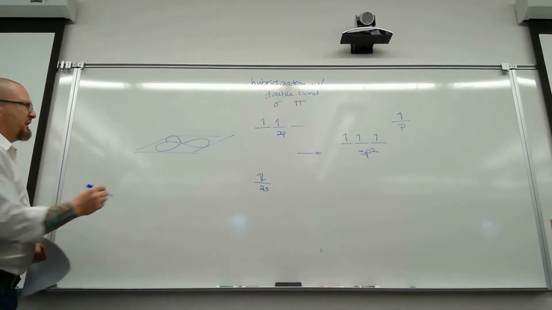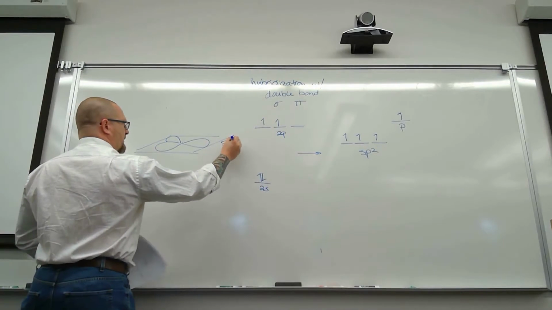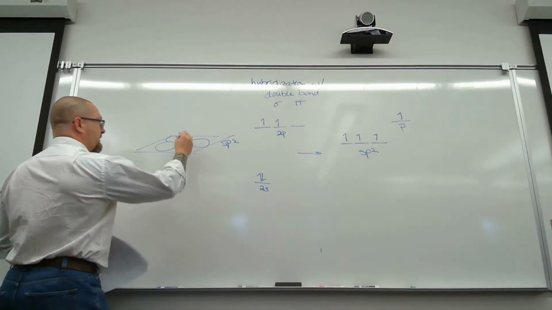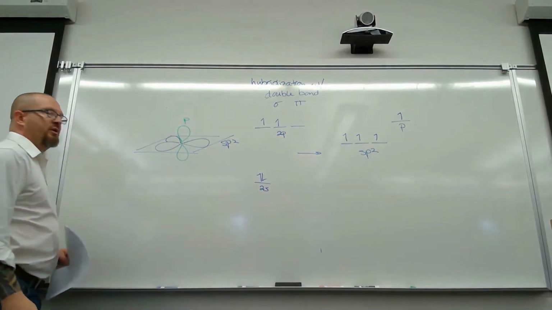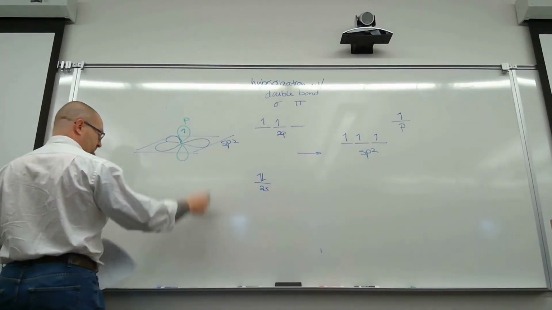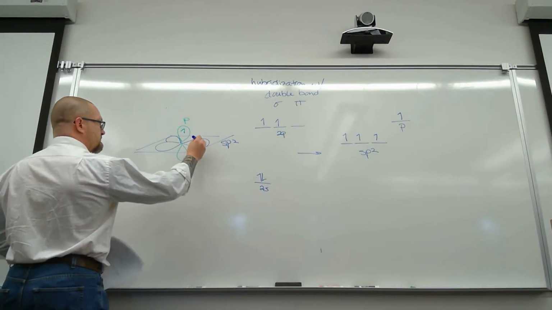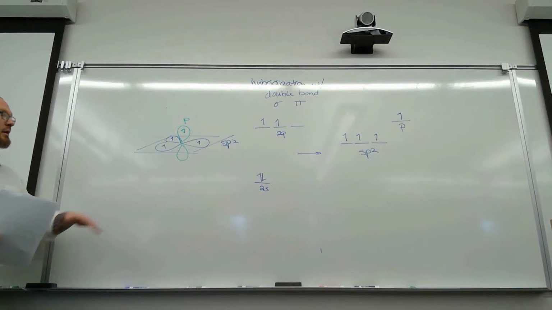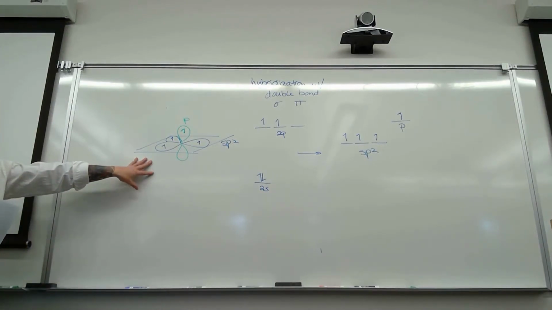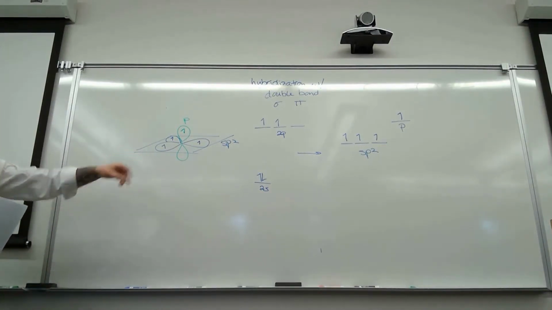So there's our 3 sp2 orbitals, and then we've got our p orbital. This is the hybridization that's going to take place to form a double bond. And I'll show you why here.